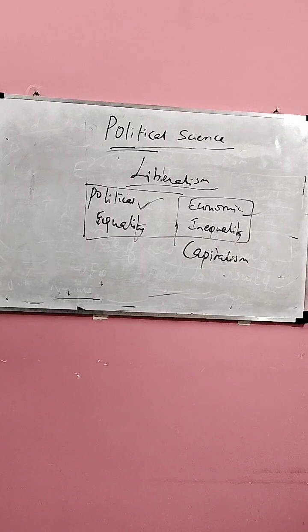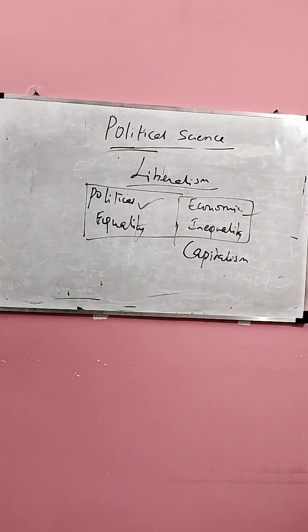This is accepted by liberalism. They won't accept economic equality. Socialists and Marxists support economic equality. But liberals will tell that economic equality is not correct. The state should not try to bring in economic equality because it does not motivate. It is against merit. If the state ensures economic equality, then people will not try to develop their talents and skills. They may not work hard. As a result, there will be economic inefficiency in the economy.